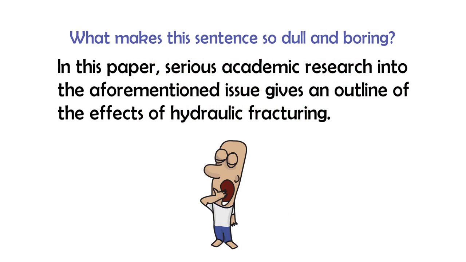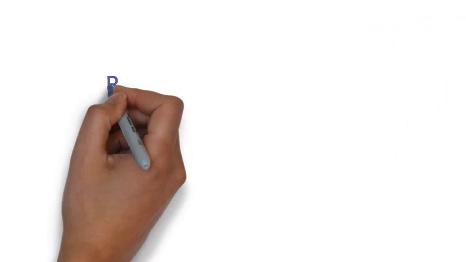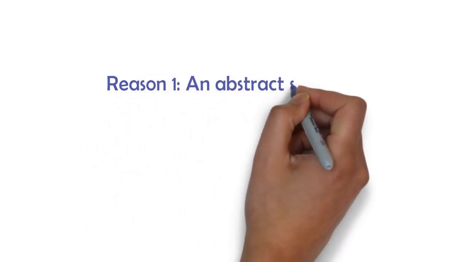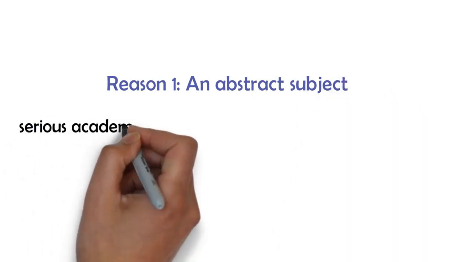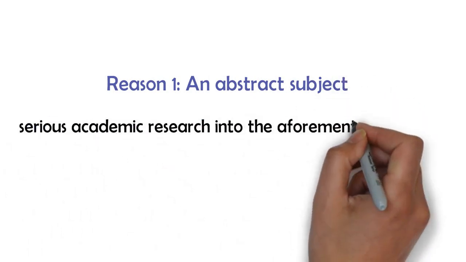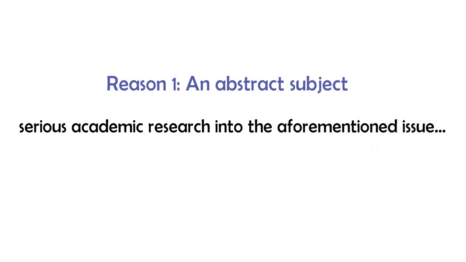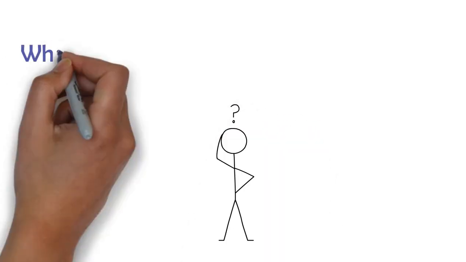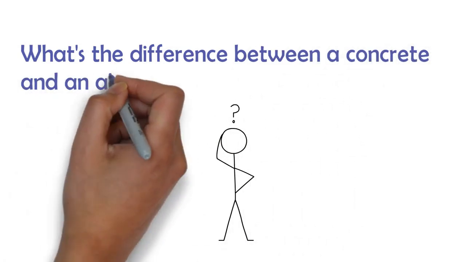There may actually be several things that we could criticise this extract for, but here I just want to focus on 2 reasons that this text is so dull and boring. And the first is that the phrase serious academic research into the aforementioned issue is an abstract subject. Now, at this point you might be thinking, okay, cool story bro, you've mentioned concrete subjects and abstract subjects, but you haven't actually explained what those are. Which is a fair point, so let's take a quick detour and compare concrete subjects with abstract ones.